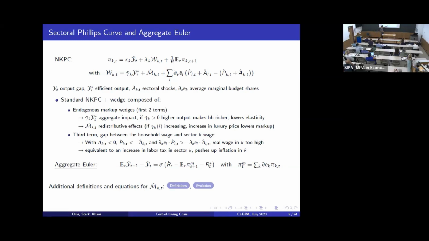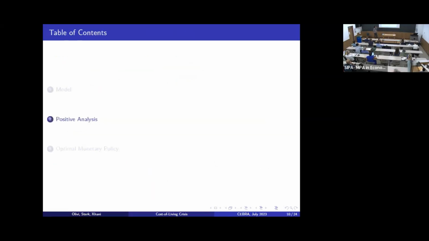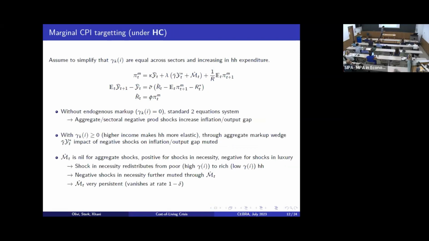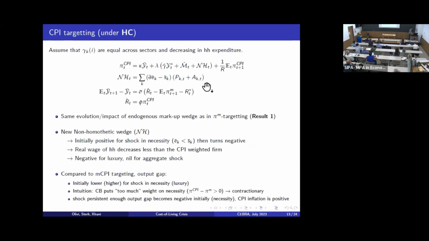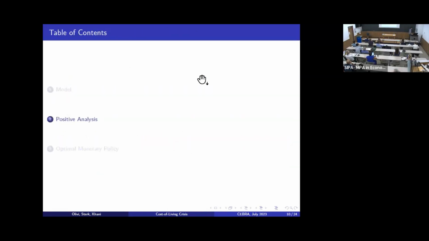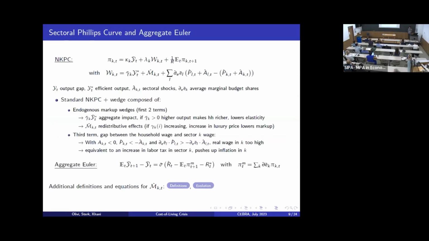There are additional equations for the endogenous markup, but they are a bit complex. And again, the idea is simply how the shock redistributes to different households. The main thing is that since households die at a very slow rate, those variations in the endogenous markup are going to be quite persistent. Okay, so the system is a bit large. You have K equations for the NKPC, you have the additional equation for the relative price, you have two K equations for the endogenous markup, and one for the output gap.